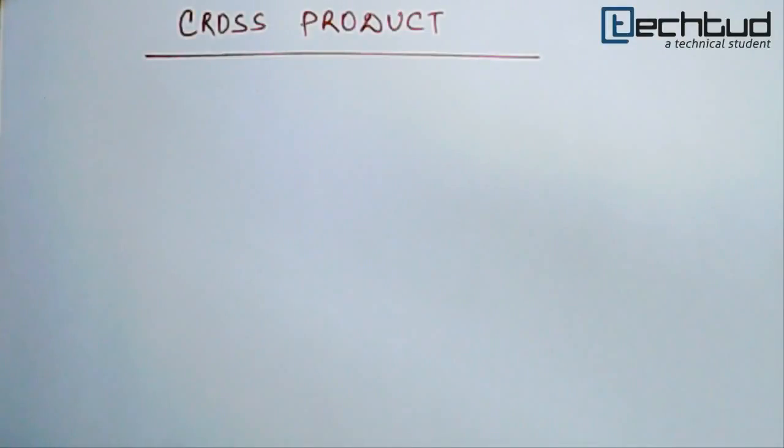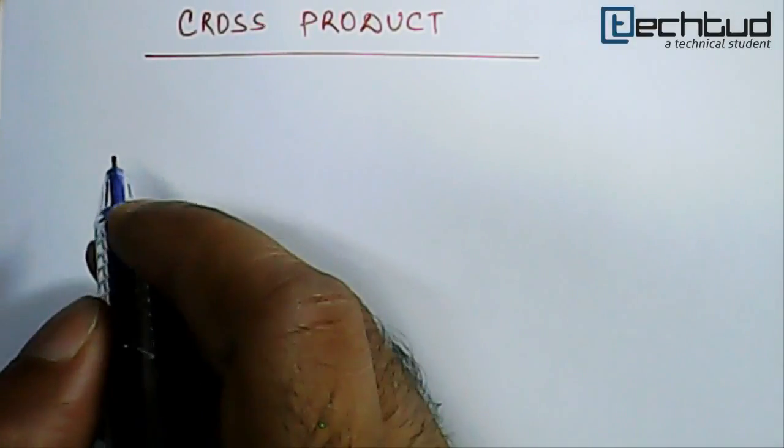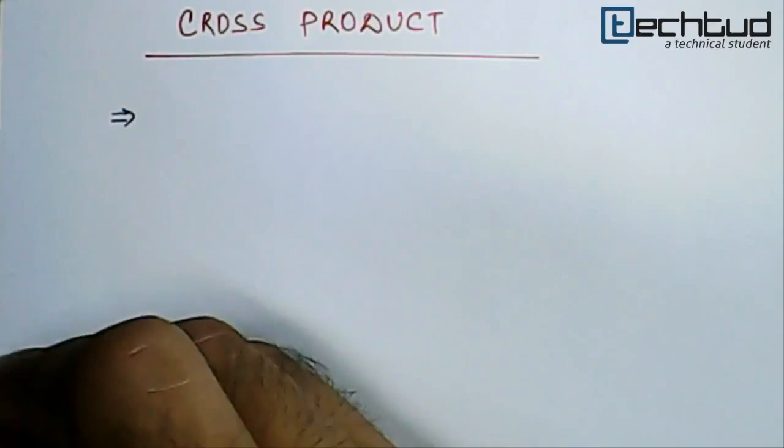Hello everyone, welcome back. So now we are learning cross product of relation. Here, cross product is something which returns you all the possible combinations of tuples.